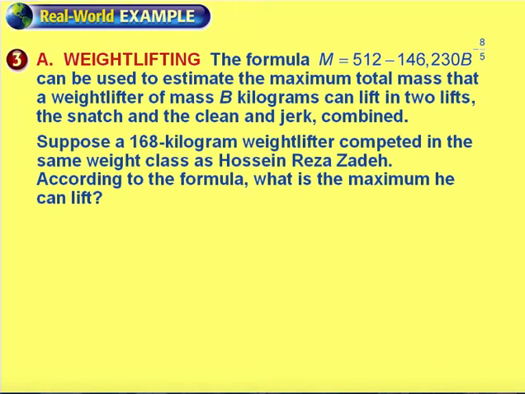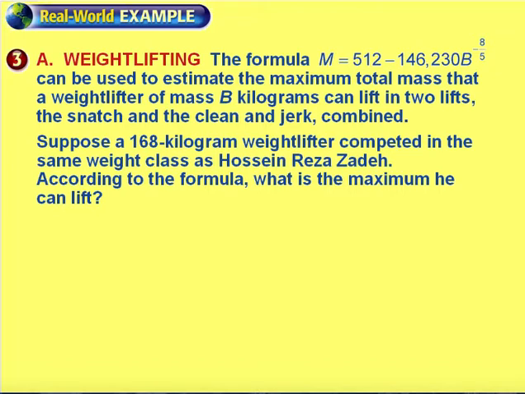All right, so let's look at an example. Now this example is to show us how to do these negative exponents in your calculator. So it's showing us the formula 512 minus 146,230b to the negative 8/5 is used to estimate the total mass that a weightlifter can lift in 2 lifts. And that's the snatch and clean, and that's just a type of lifting where you pull it up very quickly.